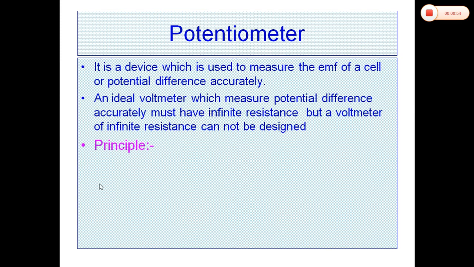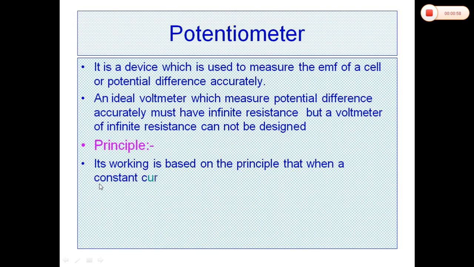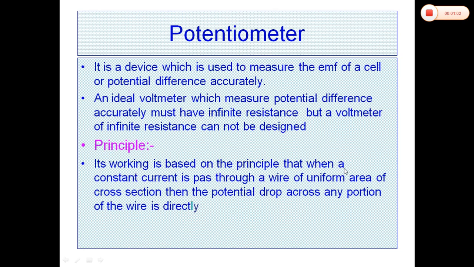Principle of potentiometer. Students, the working of a potentiometer is based on this principle that when a constant current flows through a wire of uniform area of cross section, then the potential drop across any part of the wire is directly proportional to the length of the wire. Means V is directly proportional to L, the length of the wire.